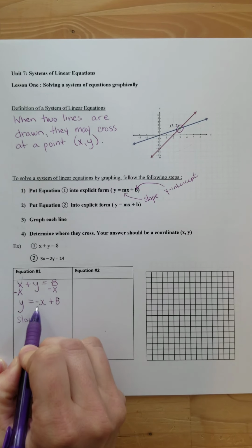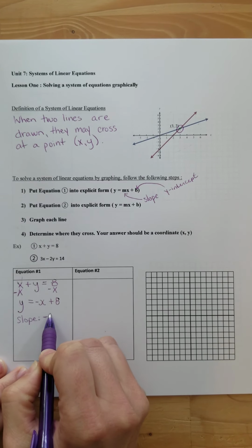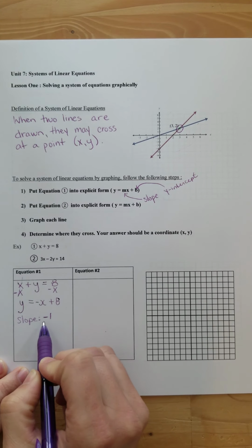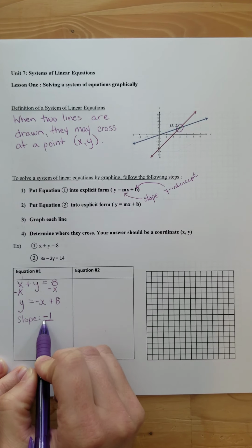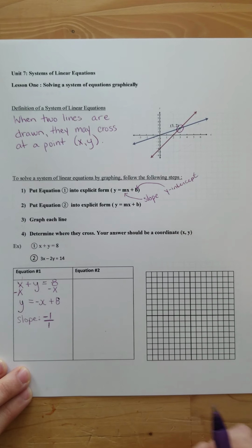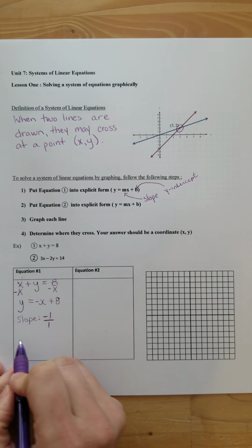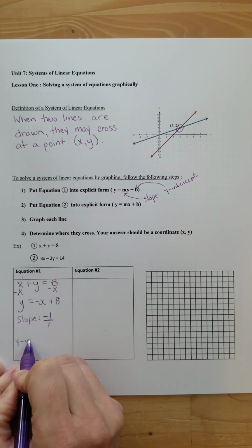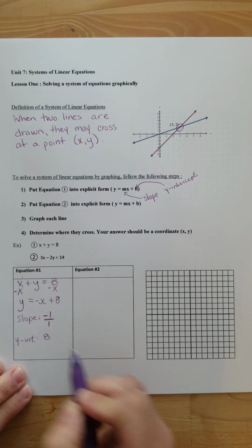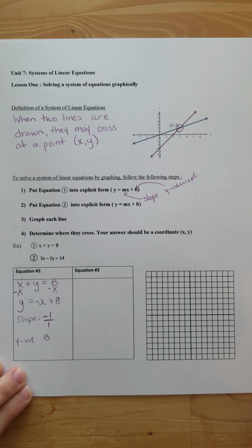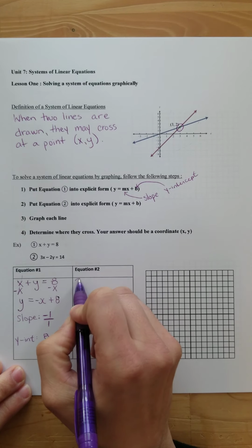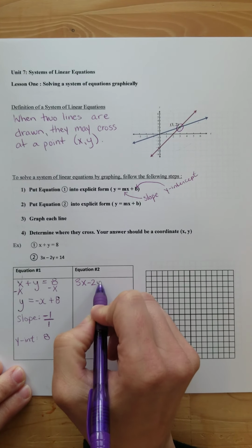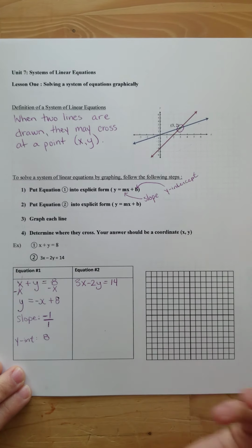The slope is the number in front of x, which is negative 1. And we always think of slope as a fraction. So I've said this before, turn it into a fraction by putting it over 1, if it's not already a fraction. And our y-intercept, where we cross the y-axis at, is 8. We're going to do the same thing with the next equation. So this one's a little bit more complicated. I'm just going to recopy it there.